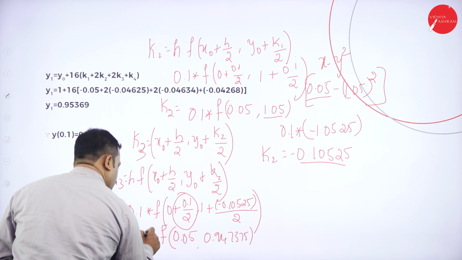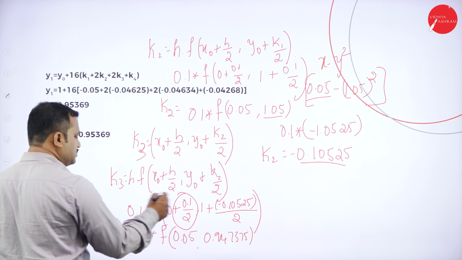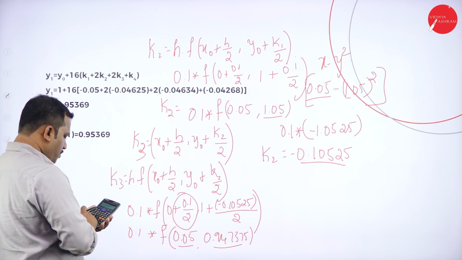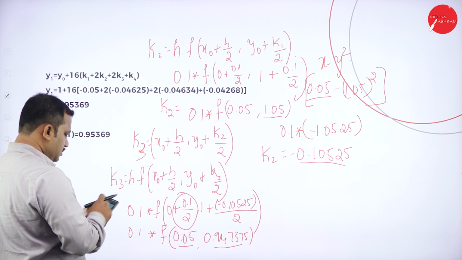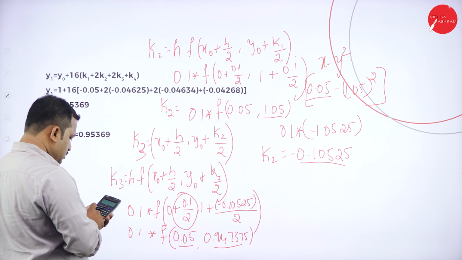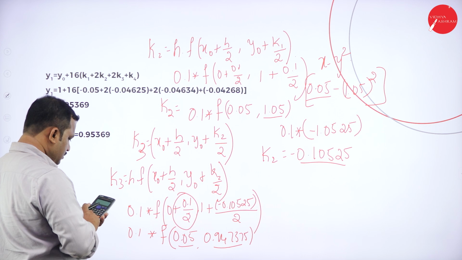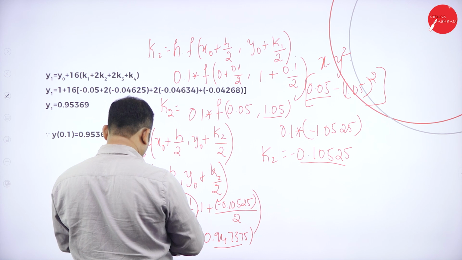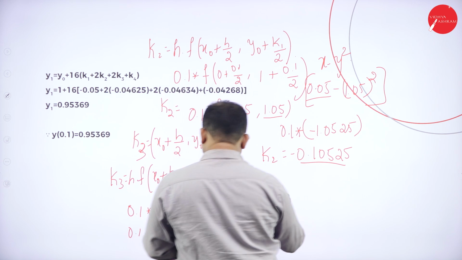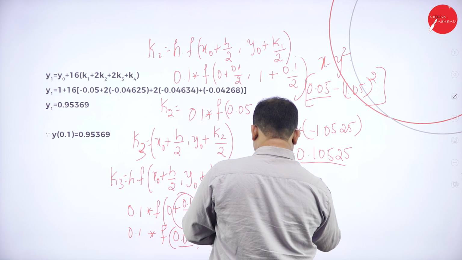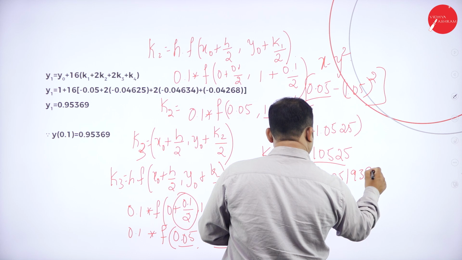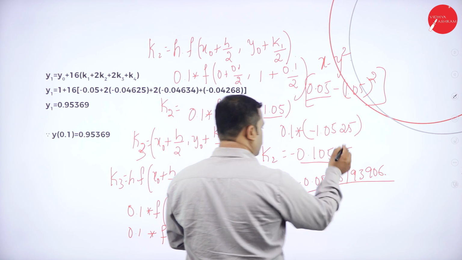So this is f into 0.1. If that is the case, this is my x. This term must be substituted there. That is 0.05 minus 0.947375 whole square, multiplied into 0.1. That is K3 is equal to 0.08475193906. This is the value I am getting, K3.